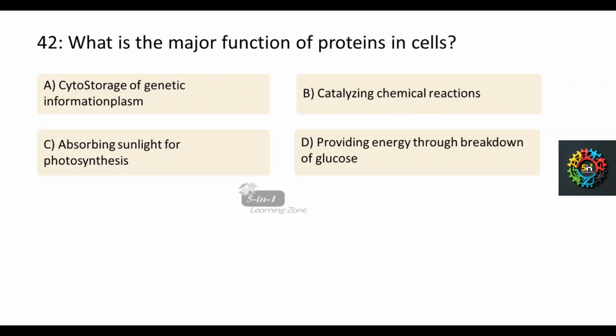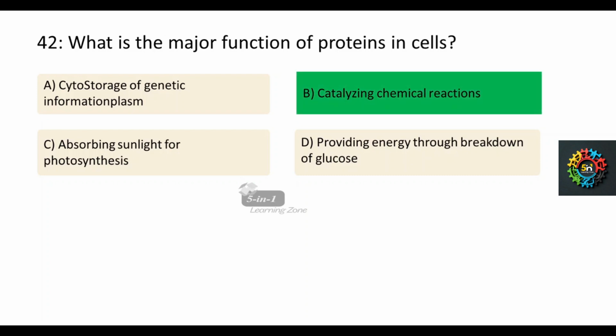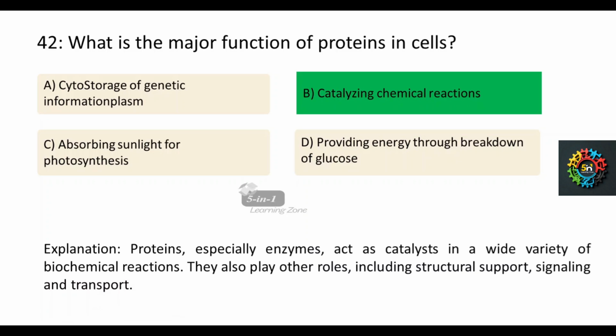42. What is the major function of proteins in cells? Answer. B. Catalyzing chemical reactions. Explanation. Proteins, especially enzymes, act as catalysts in a wide variety of biochemical reactions. They also play other roles, including structural support, signaling, and transport.